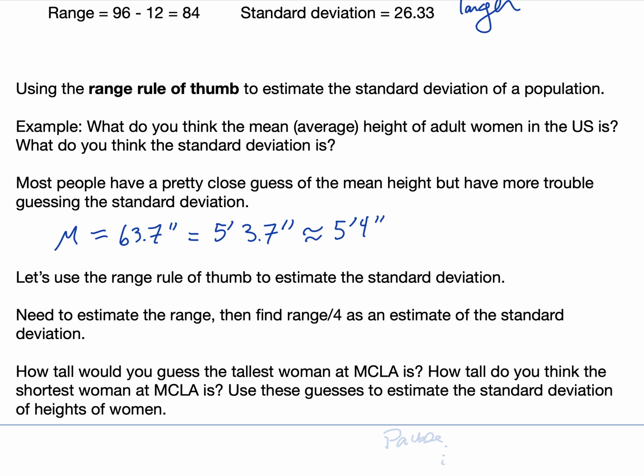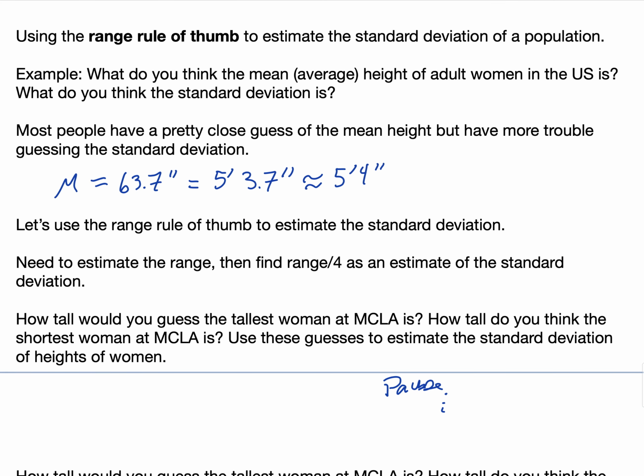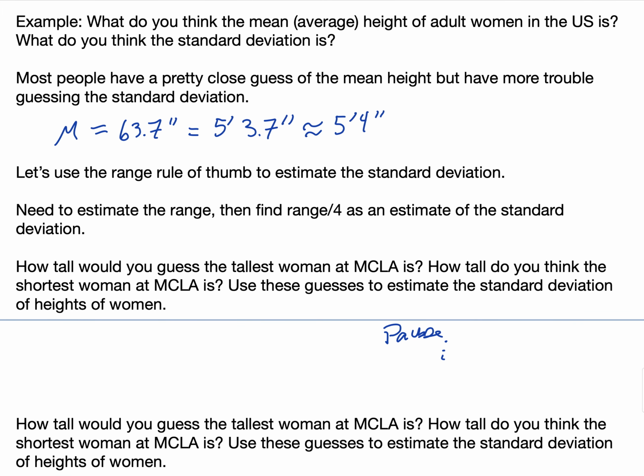In order to get rid of some of those outliers, let's say, how tall would you guess the tallest woman at MCLA is? How tall do you think the shortest woman at MCLA is? Use those as your maximum and minimum values to estimate the range, and then use the range rule of thumb to estimate the standard deviation. So pause and give that a try, and we'll talk about it in just a moment. Okay, so you have your own estimates in mind, and hopefully you've already calculated an estimate of the standard deviation based on the range rule of thumb.